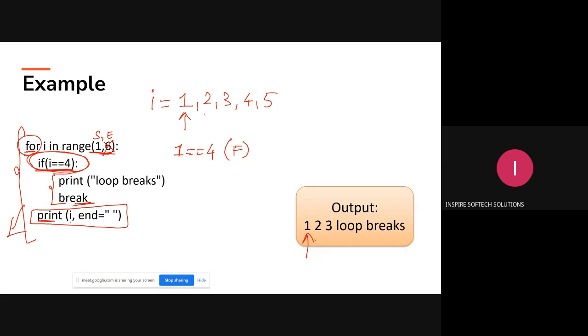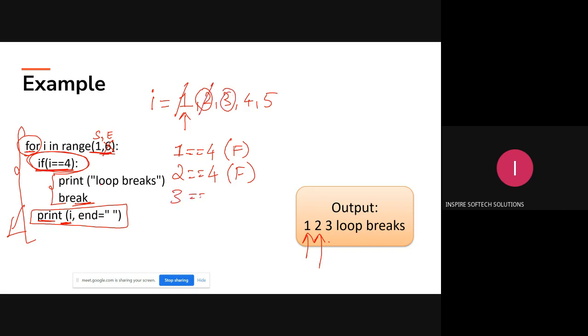Now, the next value of I is going to be 2. Is 2 equal to 4? No, false. If it is true, I'll go here, but now it is false. If it is false, I'll print the I value. So what is my I value? 2. Then again increment. From 2, it will be incremented to 3.